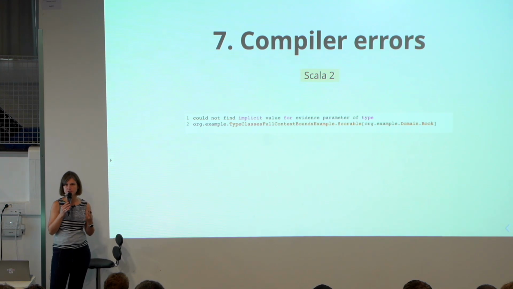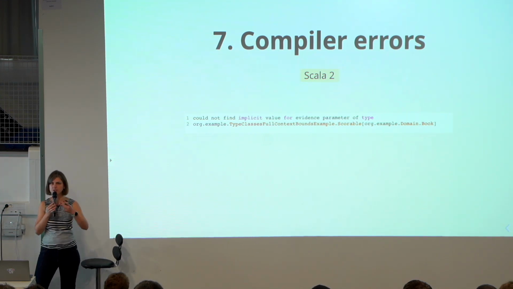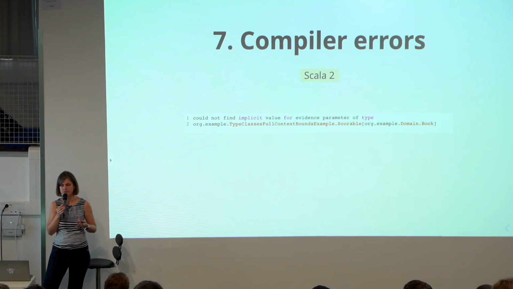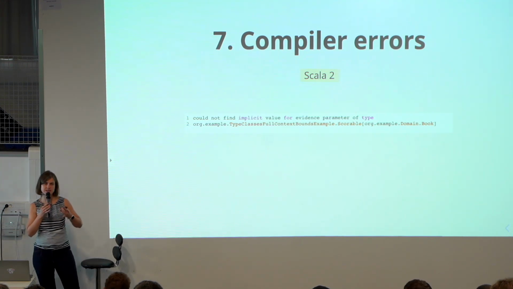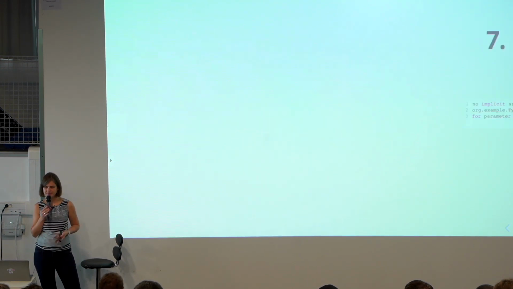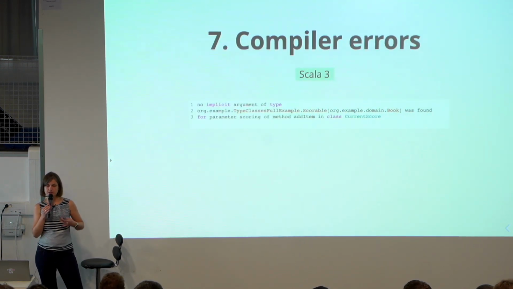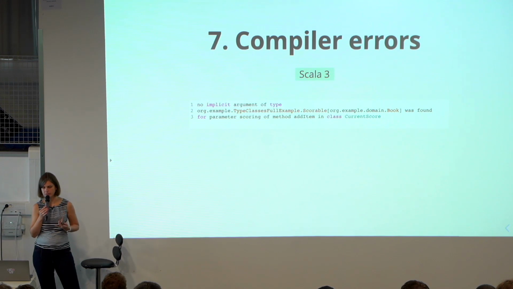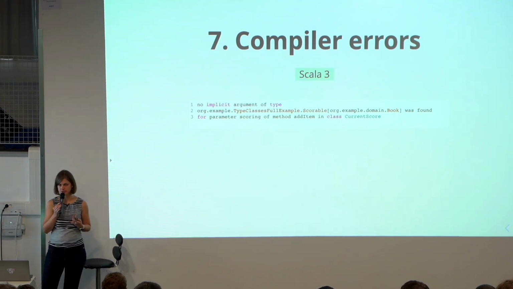And if I go to the internet to find the right shortcut, I'm already distracted and I don't know what I was doing in the first place. So this is again a small thing that you trip over in your everyday writing Scala life. And in Scala 3, the compiler error is much more helpful. So it says no implicit argument of type scorable was found for parameter scoring of method add item in class current score. So we know which class, which method, which parameter. So that makes it much easier.